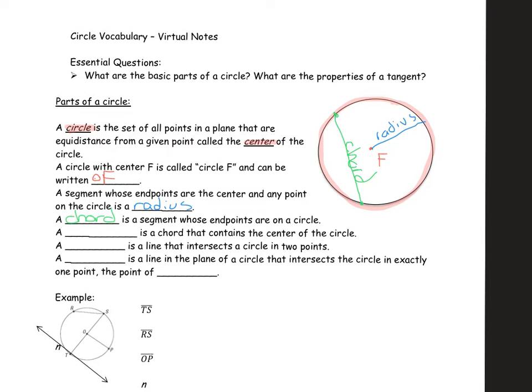A chord that contains the center of a circle is called a diameter. So if you have a segment that's cutting through your circle and contains that center, that's what we call a diameter.